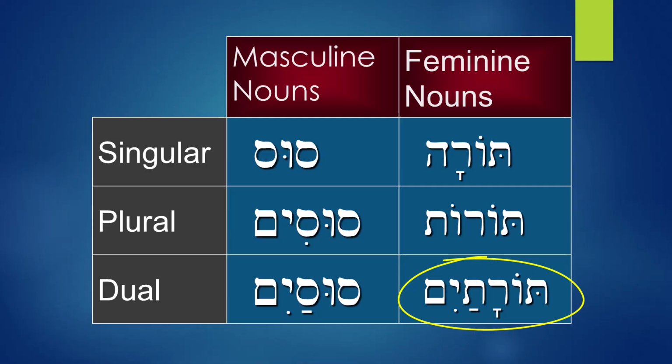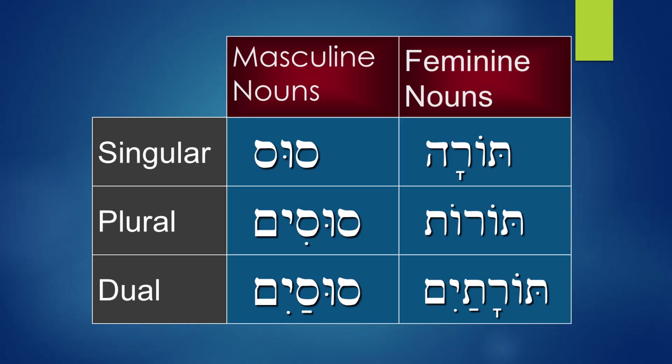Toratayim is a feminine noun, but the number is duo. Why? Because of that ayim. That ayim is a duo ending. So the translation is going to be a pair of laws or two laws. Toratayim. So this is what we looked at.